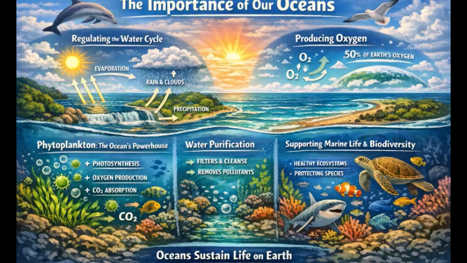Next we are going to learn about the ocean and life on Earth. Oceans play a major role in sustaining life on Earth. They are responsible for the water cycle, oxygen cycle, supporting marine plants and animals, facilitating global trade and transportation, and providing food and livelihood for millions of people. Because of this, the oceans are also known as the lungs of the planet.